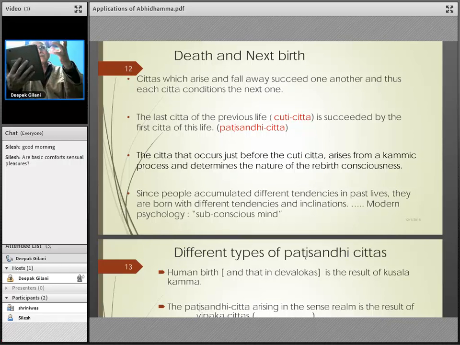And that is going to determine the chitta which will be the Patisandhi chitta, the nature of the chitta which will arise after and be reborn. But the last chitta of whoever is reborn will not know which birth it is going into.